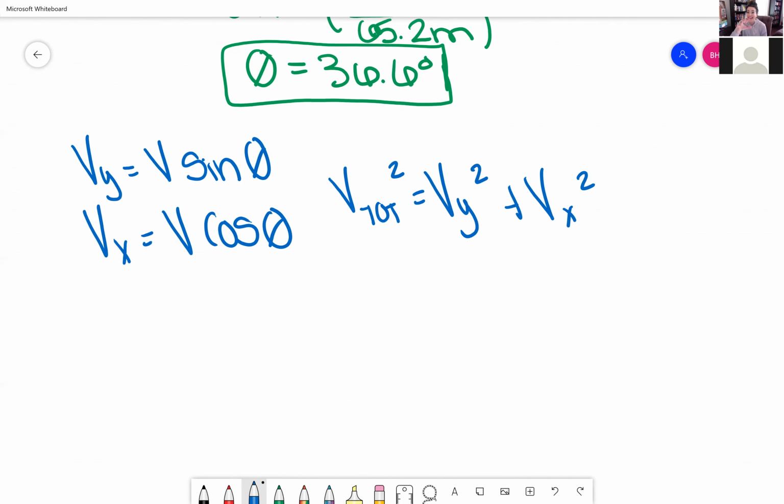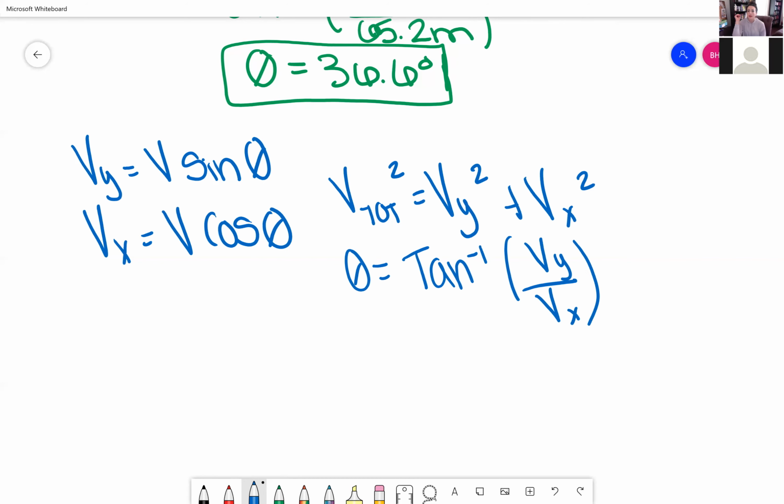Now, again, you might have more than one vector to get that resultant vector like we did in the previous problem. And then to find the angle, our angle equals tangent inverse Vy over Vx. So there you go. Hopefully that helps clear up any problems that I totally created for you guys during our lesson today.